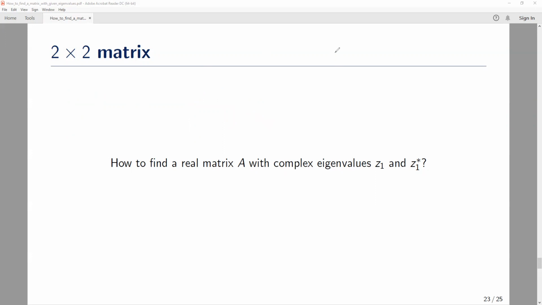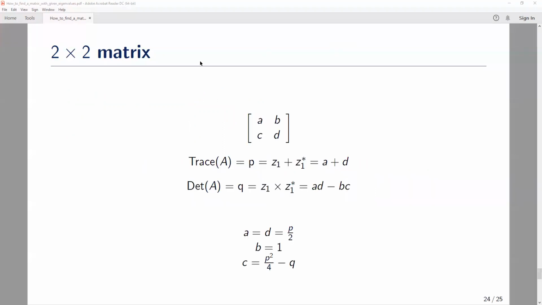Let's find that. So I will show you the algorithm. Observe that we know the trace of this matrix is Z1 plus Z1 star, which is a real number P. It should be known because Z1 and Z1 star are known. And the determinant of A is nothing but the product of these two eigenvalues, Z1 times Z1 star, which is also a real number, and it's known because it's a real matrix.